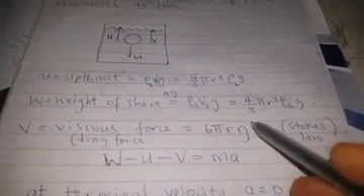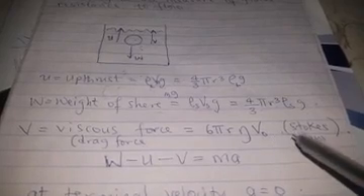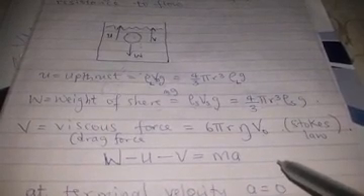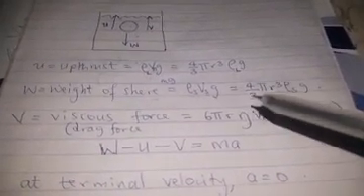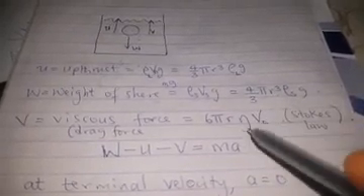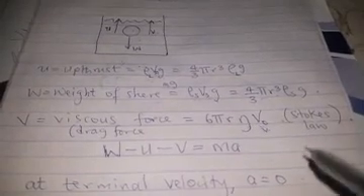Let me pause and say something about terminal velocity. Terminal velocity is that constant velocity that an object possesses when it is moving down a viscous liquid. When an object is dropping down a viscous liquid, the velocity keeps increasing, but it gets to a point where the velocity becomes constant. At that point, the object is said to attain terminal velocity, which we denote as V naught.